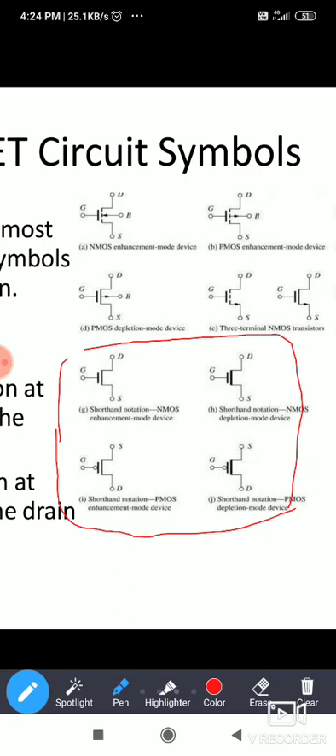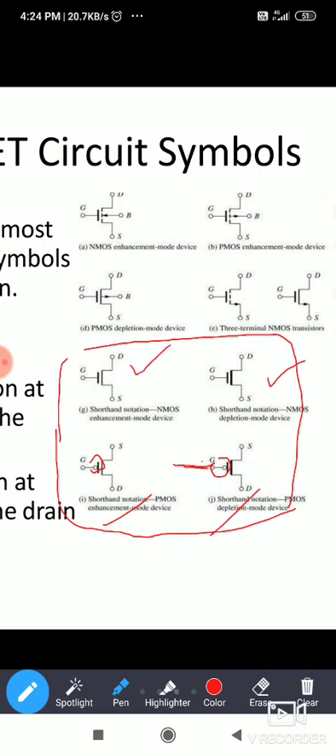Generally we will use this shorthand notation for the NMOS enhancement mode device, and this shorthand notation for the NMOS depletion mode device. Here PMOS enhancement mode, and depletion mode. If you remember these last four, that is enough. For PMOS, this bubble is always there. NMOS has no bubble.